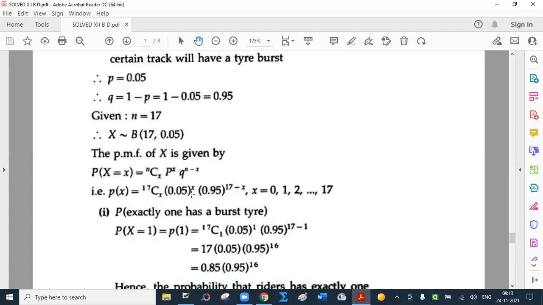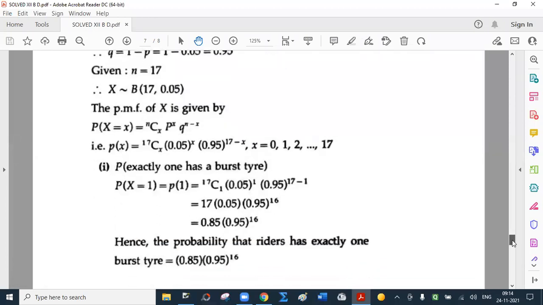17Cx, 0.05 raised to x, into 0.95 raised to 17 minus x. x may assume values from 0 to 17. First part, exactly 1 has a burst tire. Means we have to find P of 1. Simple. 17C1 into 0.05 raised to 1 into 0.95 raised to 17 minus 1, that is 16.